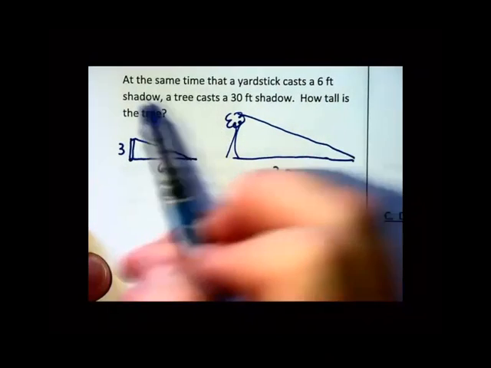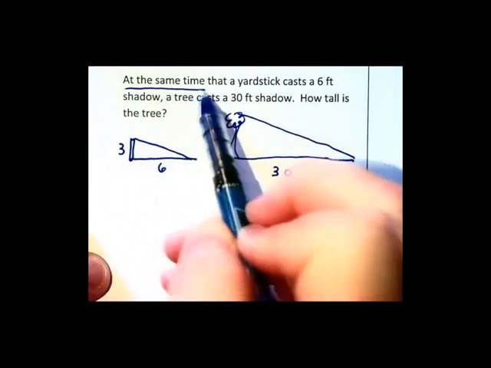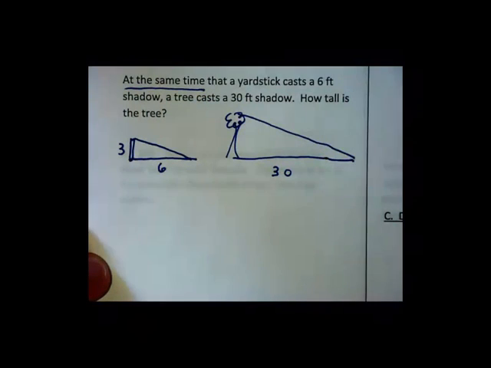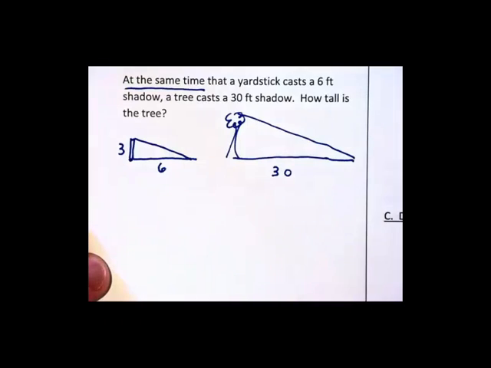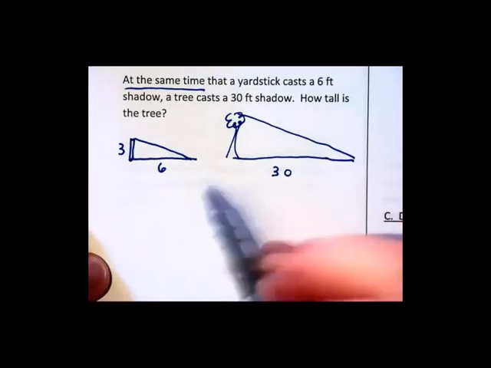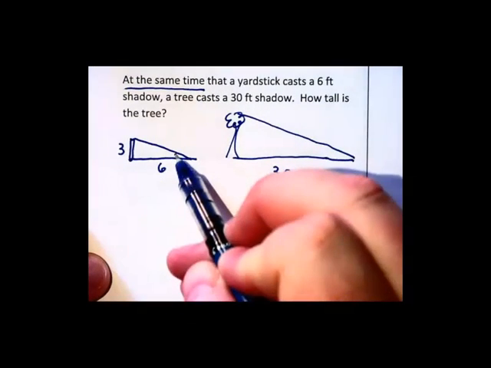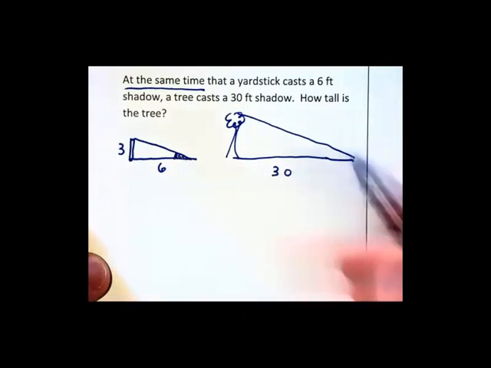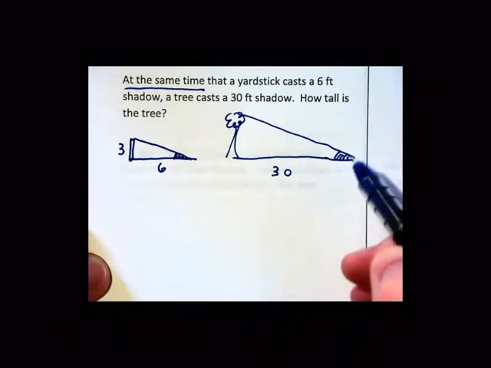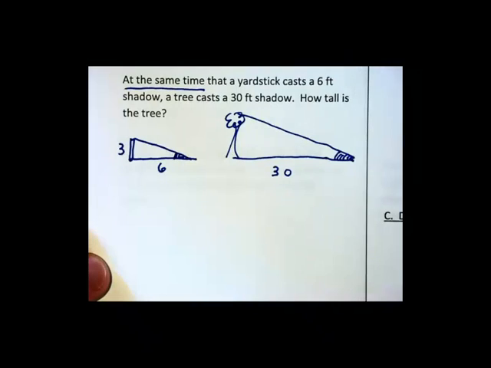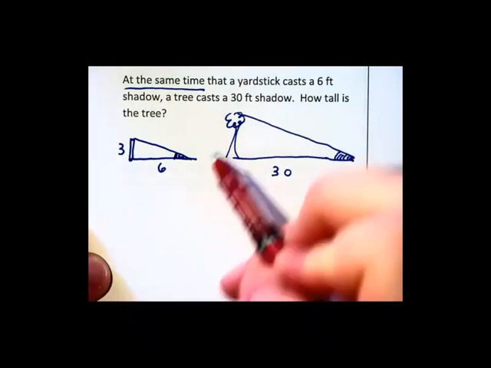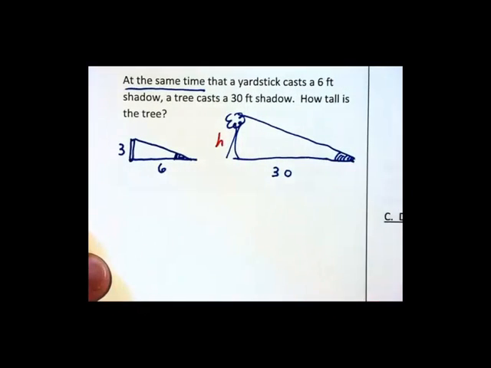Now, the words "at the same time" are an important phrase in that problem because the sun has to be at the same point in the sky so that the angles within the triangle, that right here is called the angle of elevation, need to stay the same within both triangles. We are trying to find the height of the tree, which I will call h.